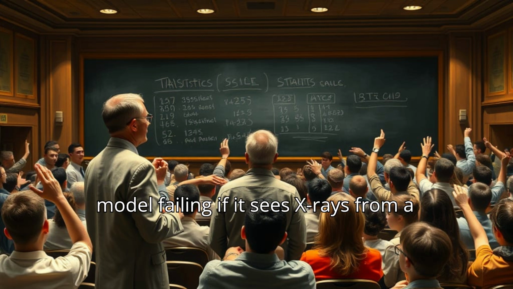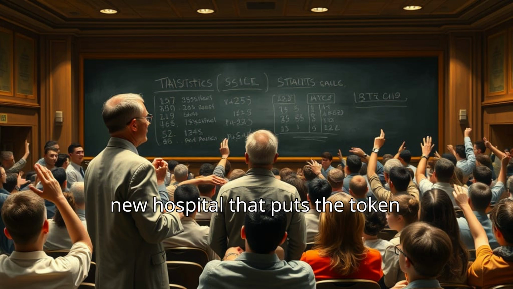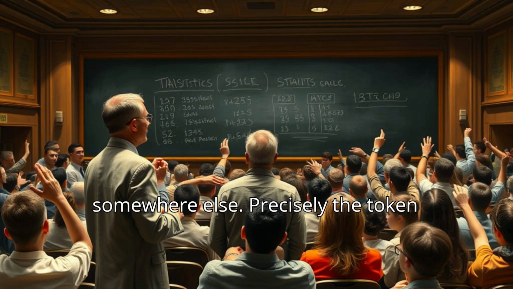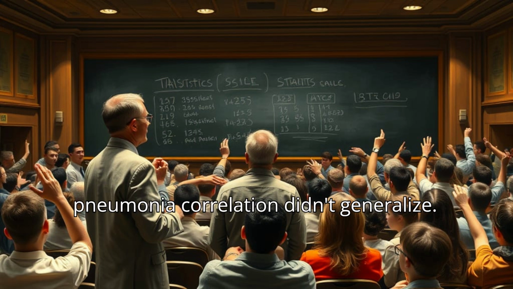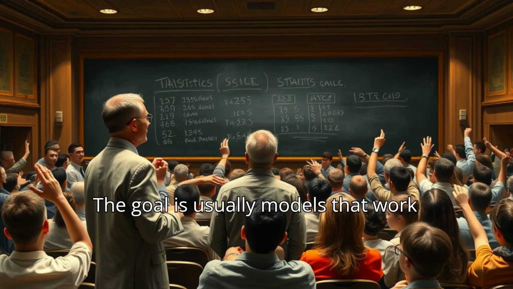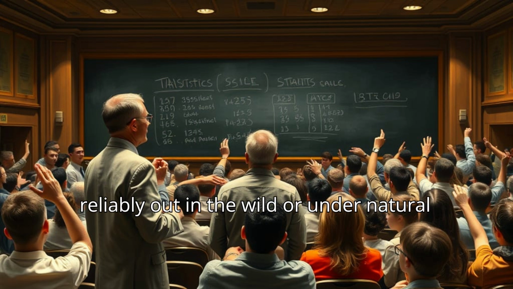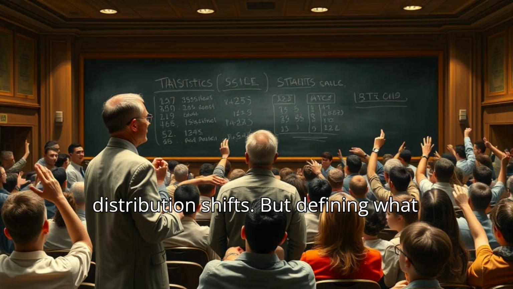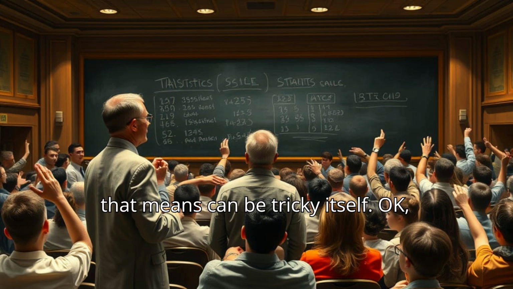Like the pneumonia model failing if it sees X-rays from a new hospital that puts the token somewhere else. Precisely. The token pneumonia correlation didn't generalize. The goal is usually models that work reliably out in the wild or under natural distribution shifts. But defining what that means can be tricky itself.